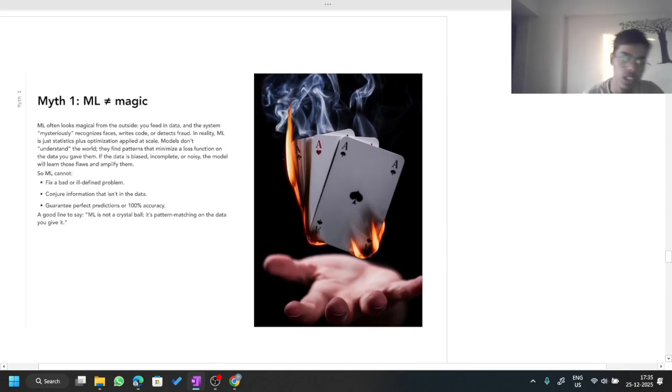And now coming to the myths of ML, how the normal public perceives these machine learning things. You should be aware that behind the magic, it's just that we are feeding data into the system, and the system mysteriously recognizes faces, writes code, and detects fraud. This mystery is associated by many newcomers, who see ML as something where we just pass the data and everything will happen with machine learning. That notion is completely wrong.